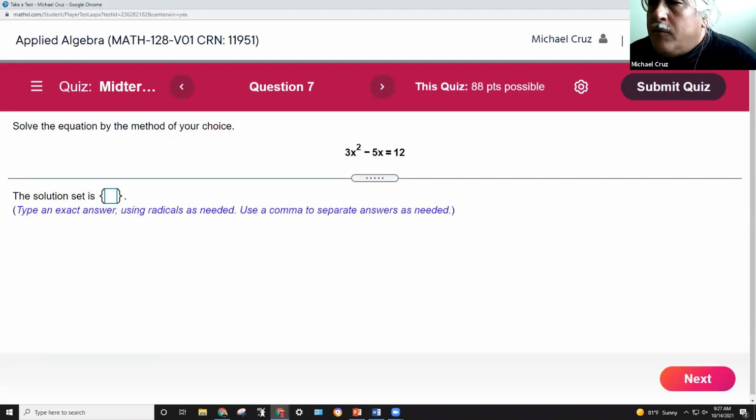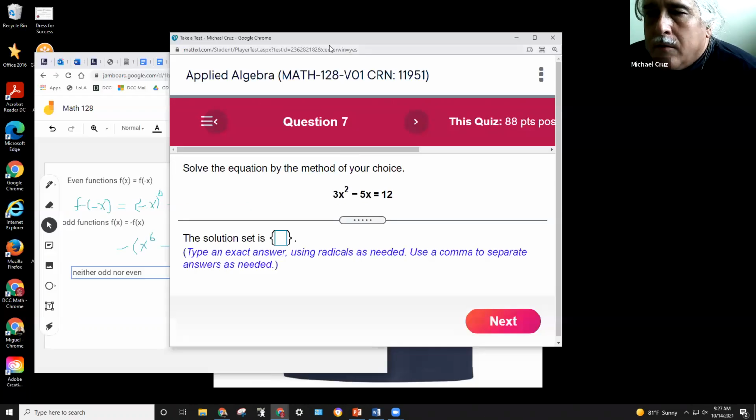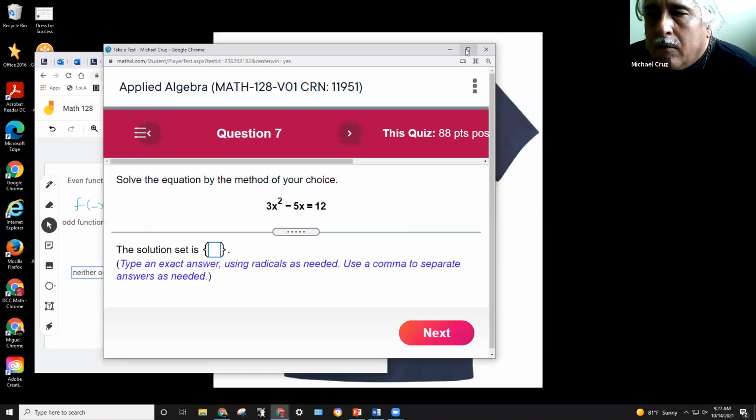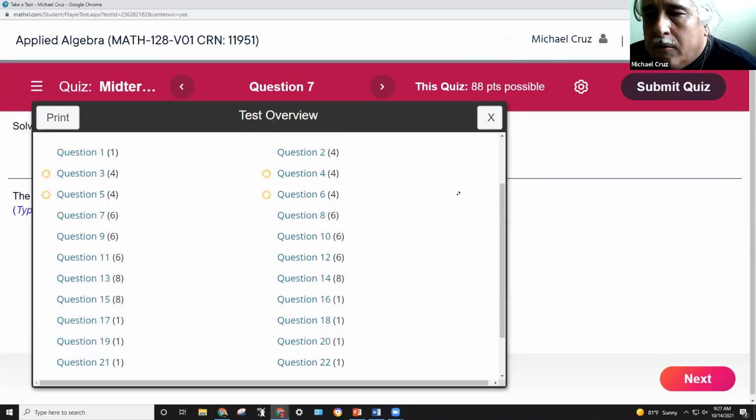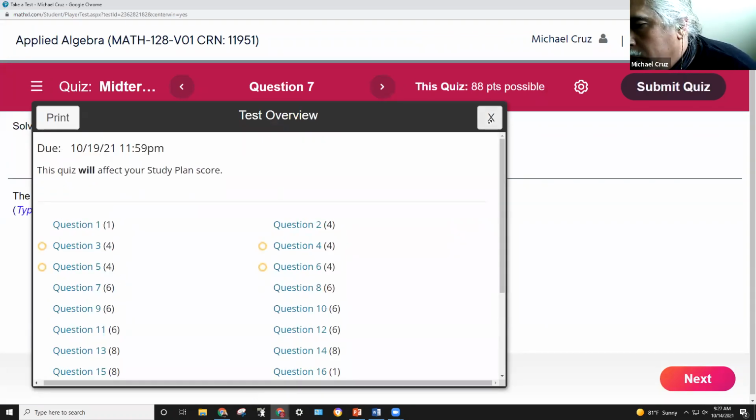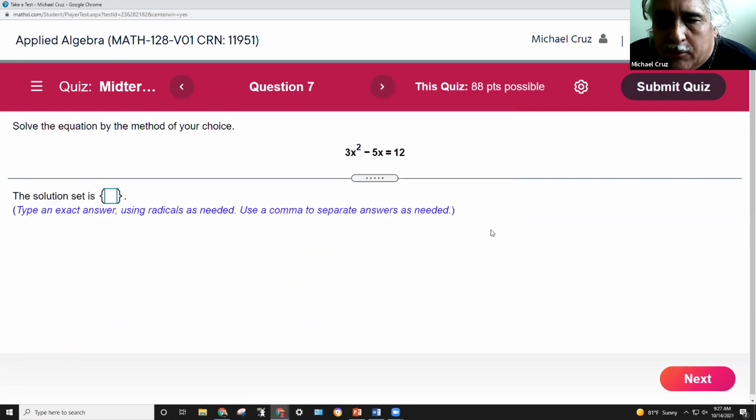Let's see, how many problems we got in here? I forgot to look. Oh, there we go. So at this rate, we might have a hard time getting through. This one right here is just a plain old quadratic. Anybody got any questions about how to solve this?